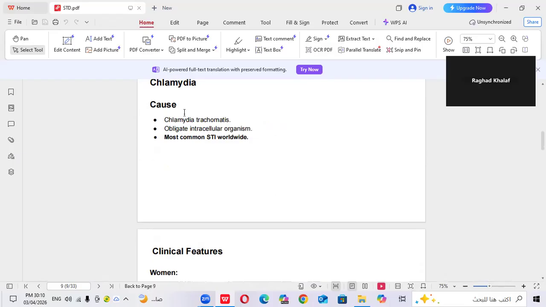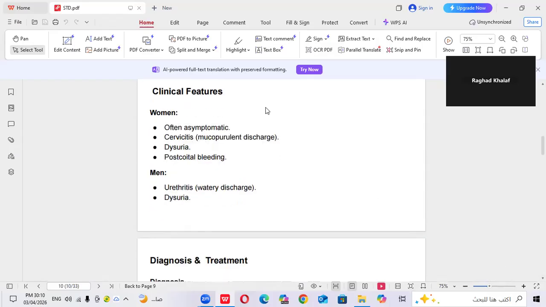The cause of chlamydia infection, the full name of the microorganism, is Chlamydia trachomatis. It is considered an obligate intracellular organism, which means that you will never see it in the extracellular space, unlike gonorrhea. Gonorrhea actually is considered intracellular, but it can, in some cases, be seen in the extracellular space. Chlamydia is considered to be the most common STI worldwide, but it's often asymptomatic. If he asked you what is the most common symptomatic STI worldwide, that would be gonorrhea.